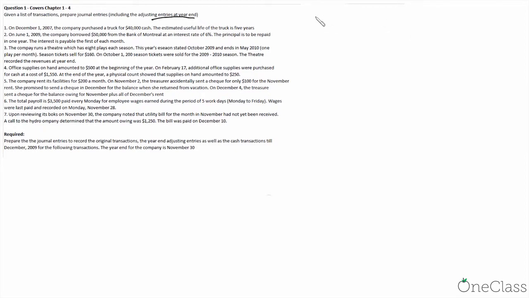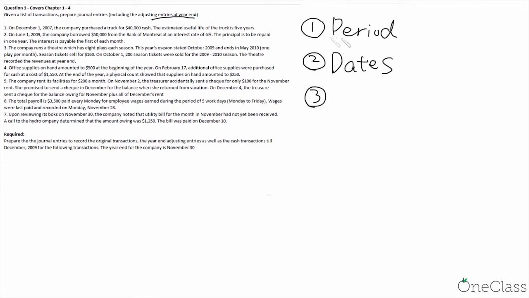And to solve this type of questions, you need to figure out 3 things. So number 1, you have to read the question and find the relevant period that the question is asking you. And the second thing you have to figure out is at which date you have to book the journal entries. And after you have figured out the period and dates, do your calculation and book the journal entries, JE.